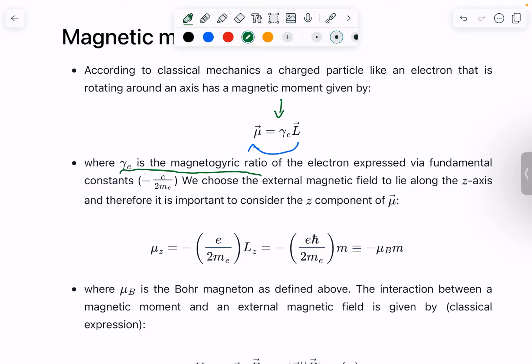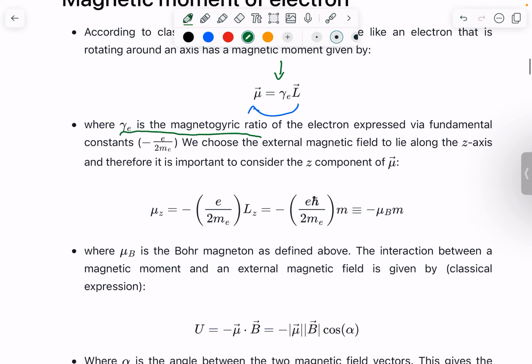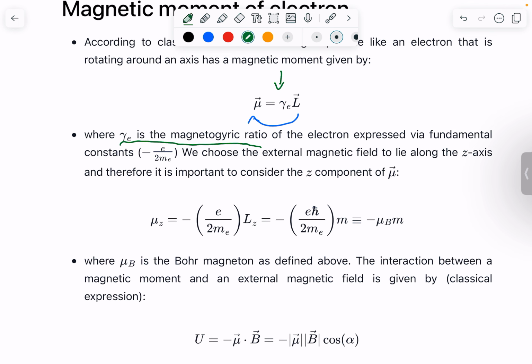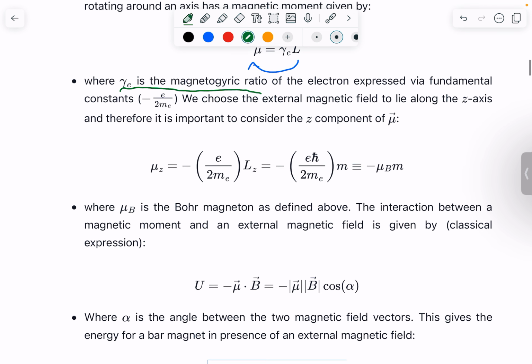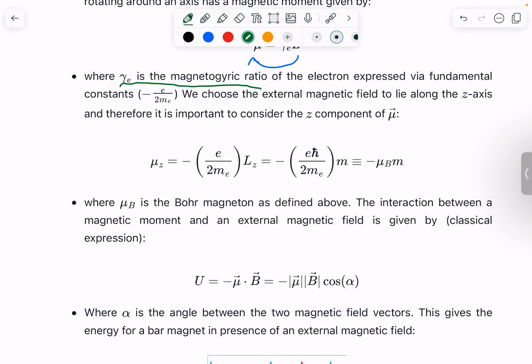If you have a rotating charge, it's going to generate a magnetic moment, and this magnetic moment is going to interact with magnetic fields. Okay, so that's good. You can see that just like L is a vector quantity, so is mu, the magnetic moment. And oftentimes, to simplify things, we're going to look at one particular axis, the z axis, and we can then deal with scalar objects. So mu z is related to Lz the same way.